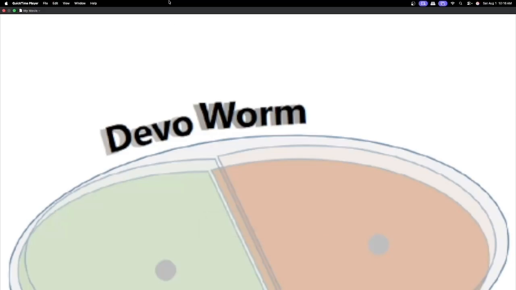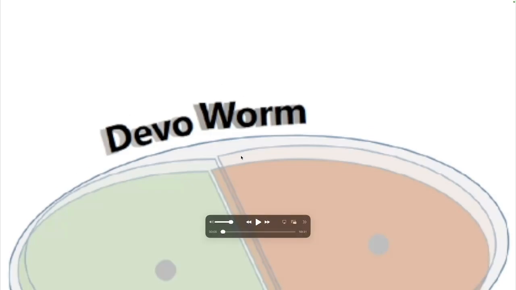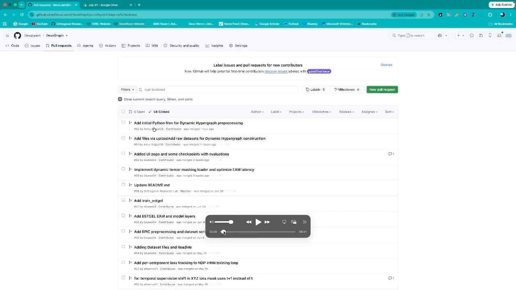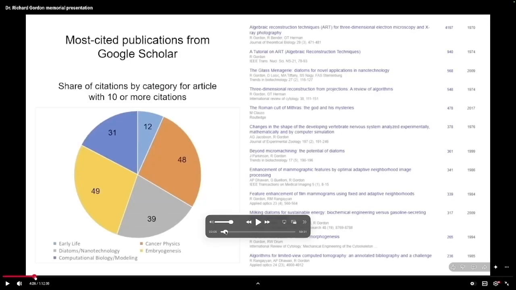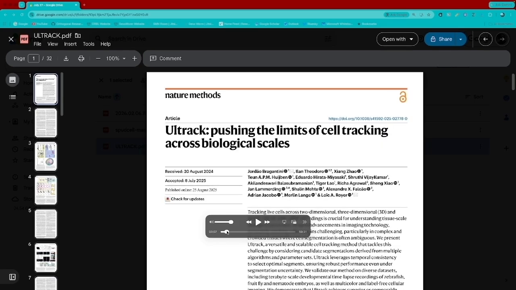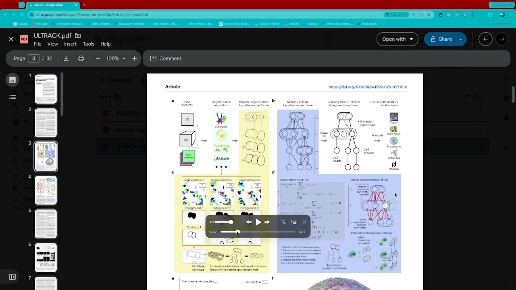This is the DevoWorm meeting for the 27th of July, the following week, where I did things a little differently in terms of production. Ashby did some pull requests in the DevoGraph repository, so I went over that. Then I talked about the talk I just showed. We also talked about this paper, Ultrack, pushing the limits of cell tracking across biological scales, and I went through the paper and its figures.